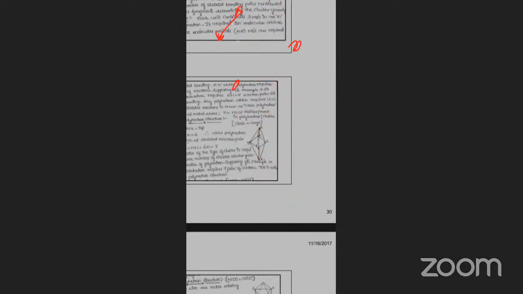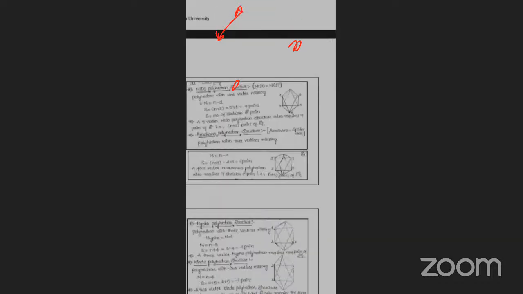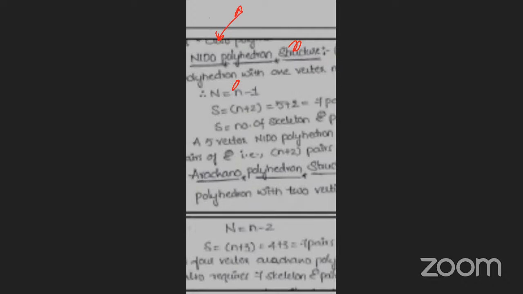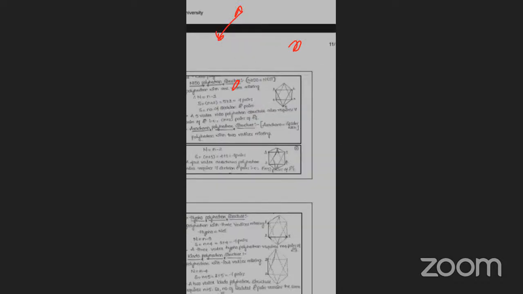Okay, next. Nido is nothing but nest-like structure. Nido is nothing but what? Nest-like structure. Because capital N is equal to small n minus 1, or capital S is equal to n plus 2. That is equal to 5 plus 2, and 7 pairs come. 7 skeletal electron pairs are there.